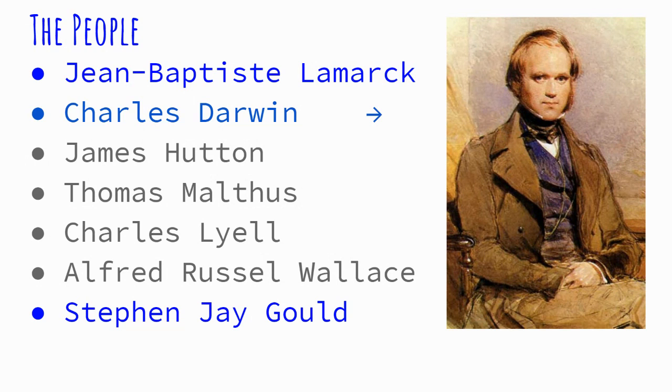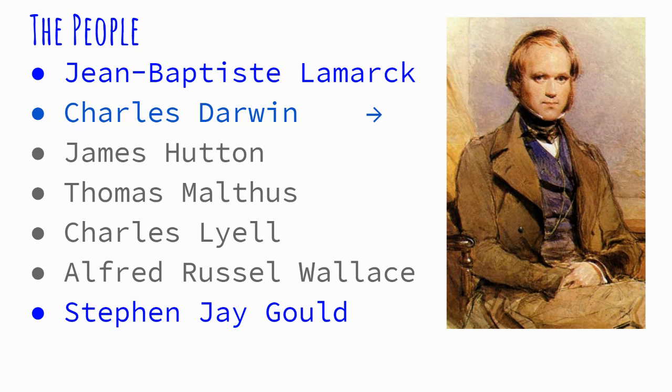Hey everyone, welcome to our new topic on the people who helped lead to the theory of evolution. We're going to talk about three key players, Jean-Baptiste Lamarck and Charles Darwin, whose picture you see here. This is the younger picture of Charles Darwin. You will see a picture of him when he's older that you might recognize a little bit more. When we talk about Charles Darwin, we'll also talk about how he was influenced by Hutton, Malthus, Lyell, and Wallace. And then we'll conclude by talking about Stephen Jay Gould.